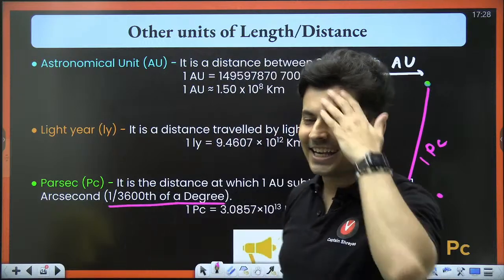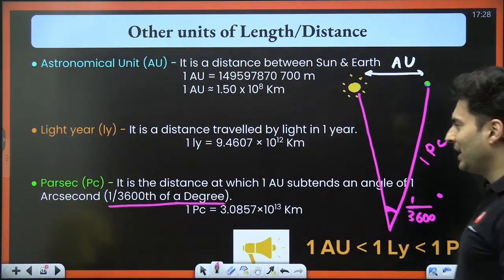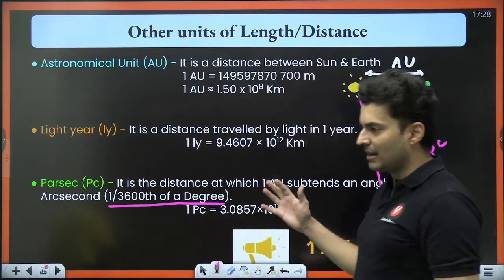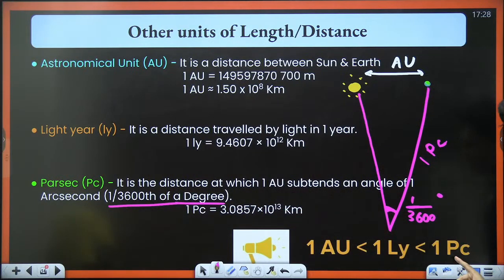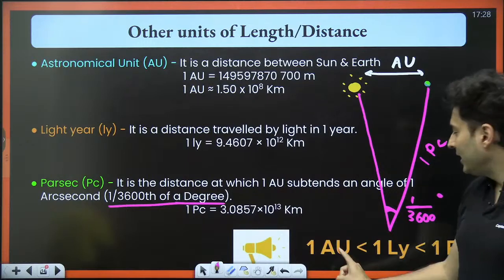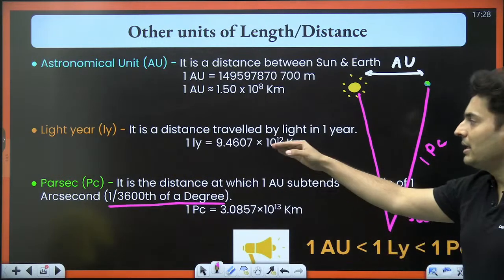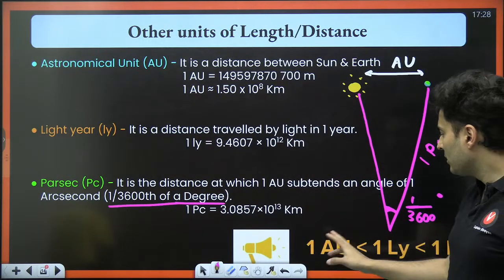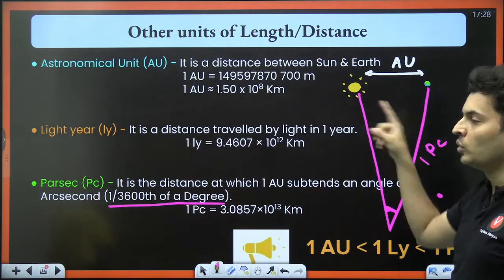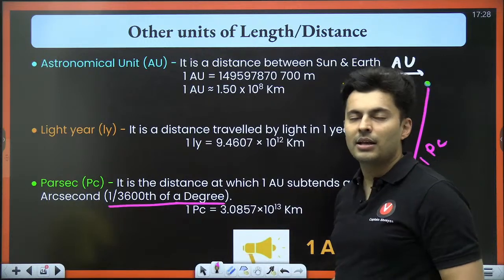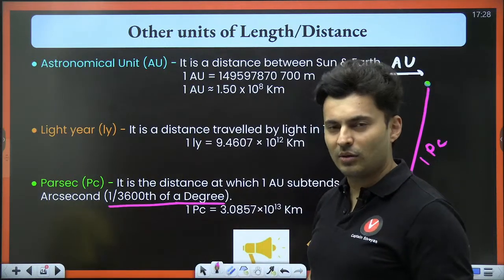Okay, cool. So keep all these things in mind. Sometimes questions can be asked. Obviously, parsec is very far. So you can see parsec is the largest unit. 1 light year is decently big, and the smallest of them is the distance between Earth and the sun. Earth and the sun, that's the smallest of them all.